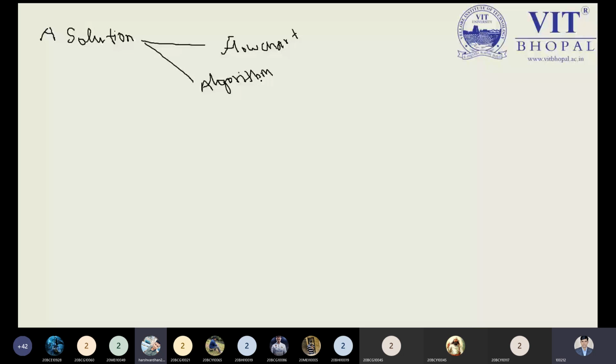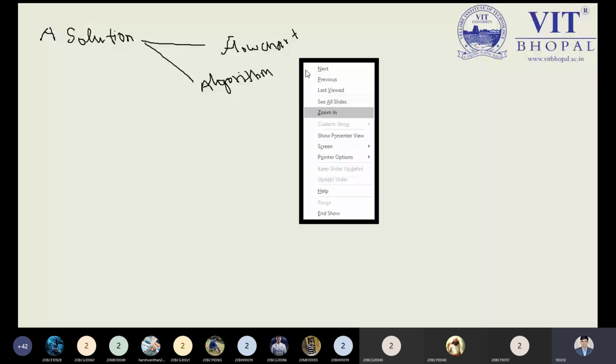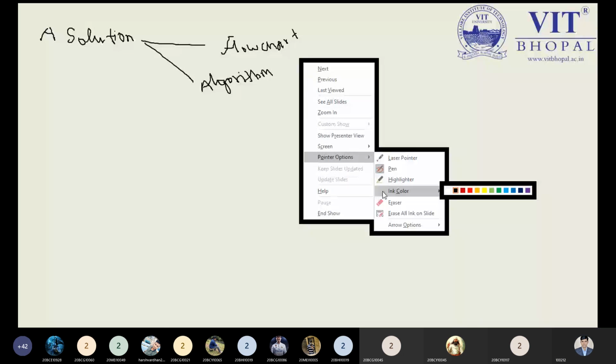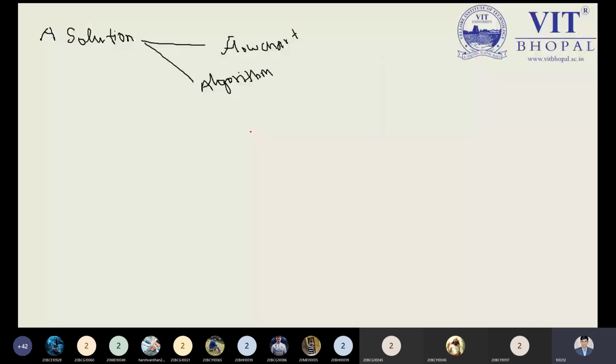From this part, I will choose one topic, flowchart or algorithm. Now tell me which one I should pick, flowchart or algorithm? Flowchart, sir. Sir, I think first we should start with algorithm, then flowchart. Thank you, this is the right answer. First, we should start with the algorithm.